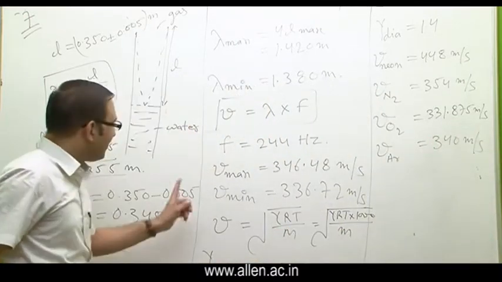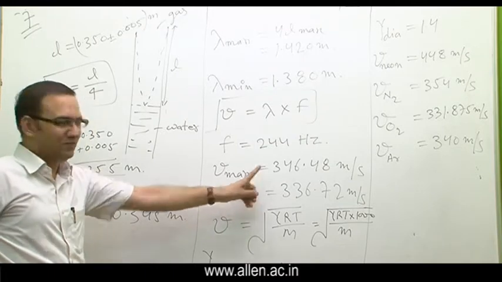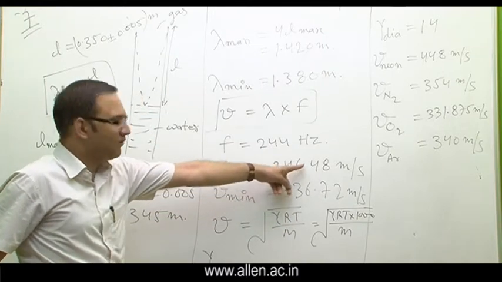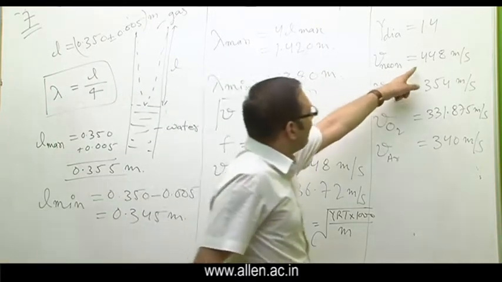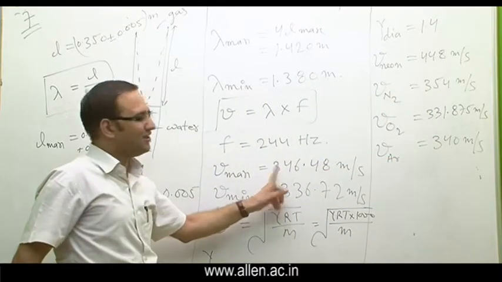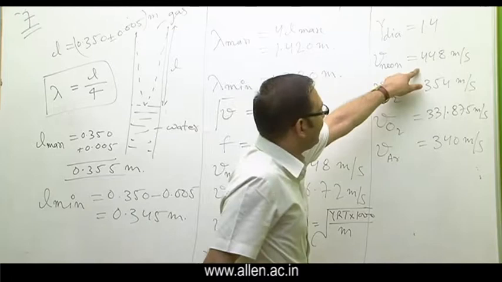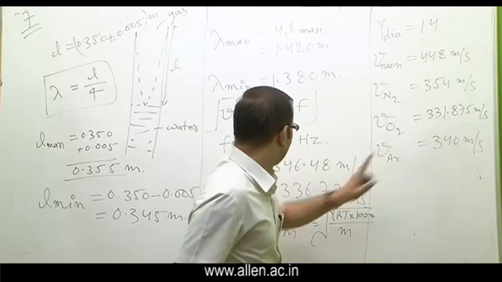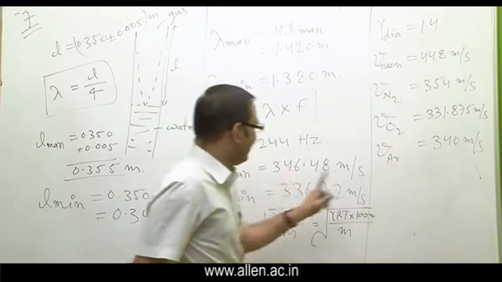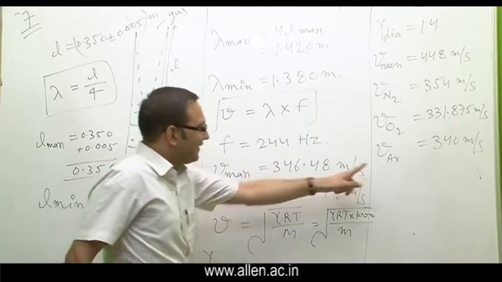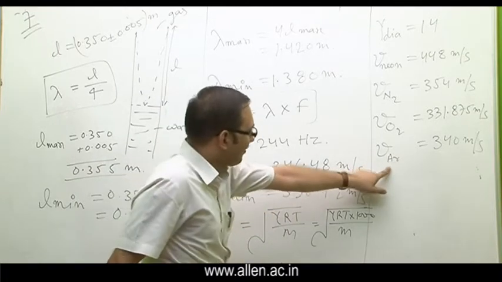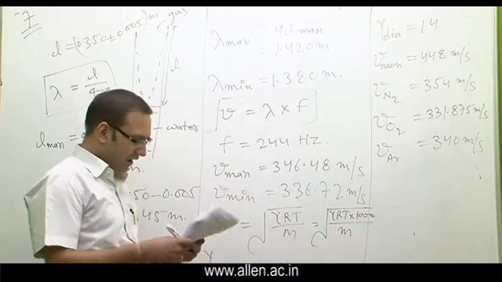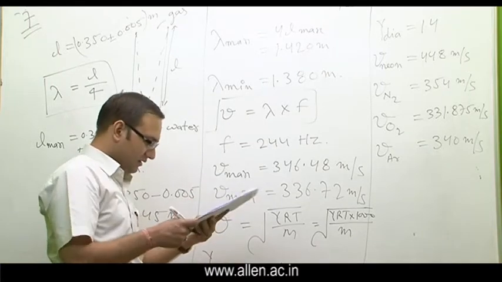Now see, what is the range of speed of sound? The range is 336.7 to 346.48. Now we have to see which value comes in this range. Surely we can say 448 does not come in this range, 354 does not, 331 does not, but 340 comes in this range. So the correct guess is argon gas, because for argon the speed of sound falls in the given range. So the answer is argon gas, and the correct answer is option D.